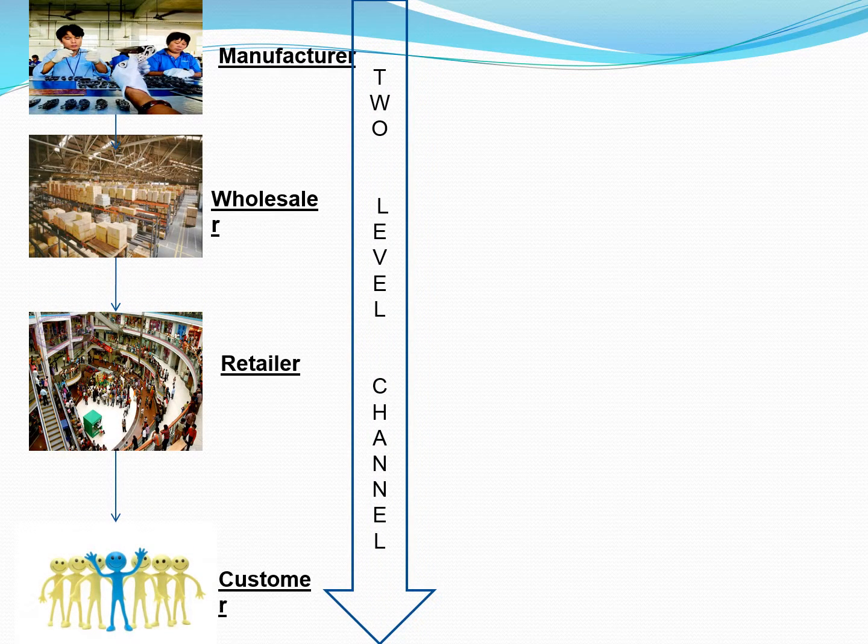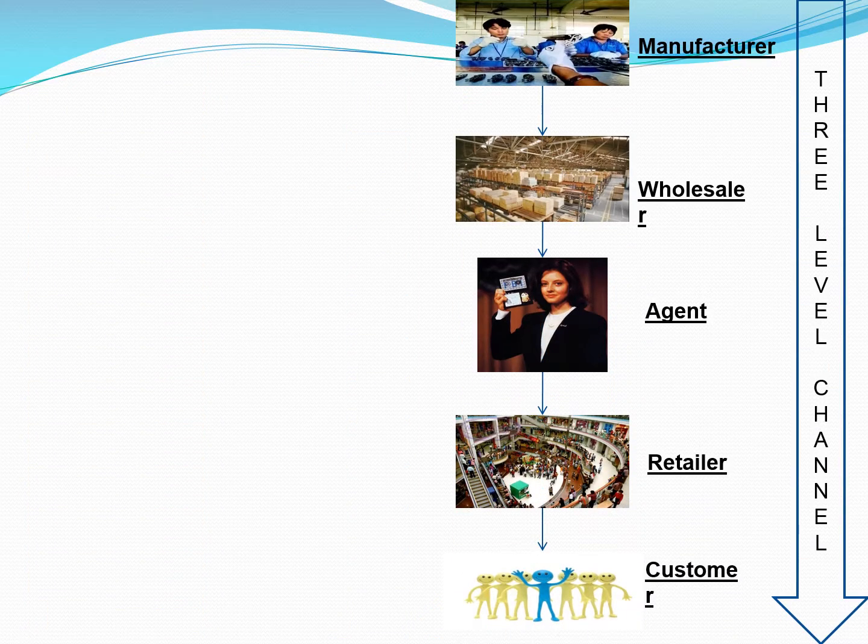Now the two level channel, in which two different intermediaries, that is the wholesaler and the retailer, come in between the manufacturer and the customer. The manufacturer in bulk sells the product to the wholesaler, which again in some small quantities sells the product to the different retailers, and from which in very small quantities and in repeated number of times the customer purchases the goods from the retailer. Now the three level channel, in which three different intermediaries like the wholesaler, distributor or agent, and the retailer come in between the manufacturer and the customer.